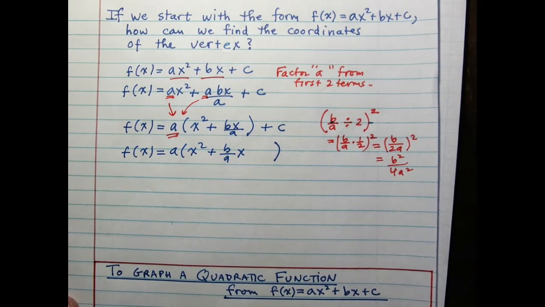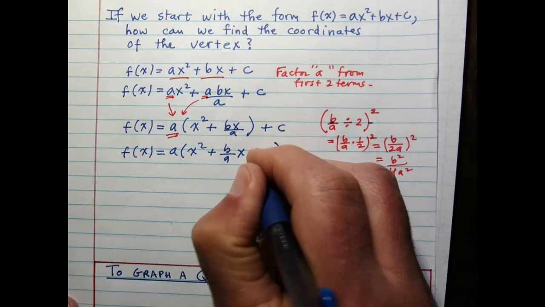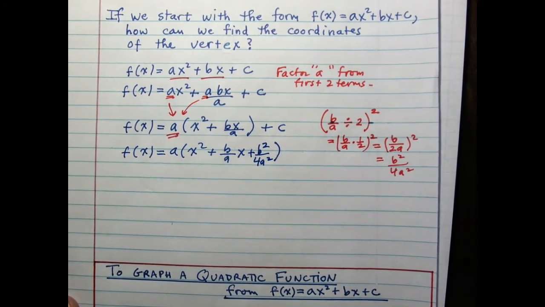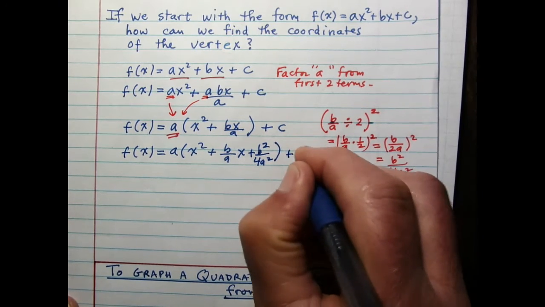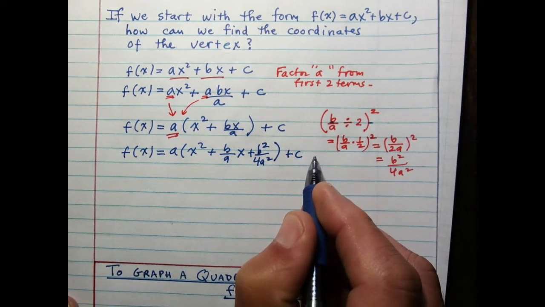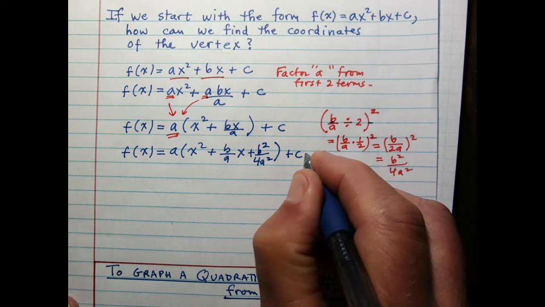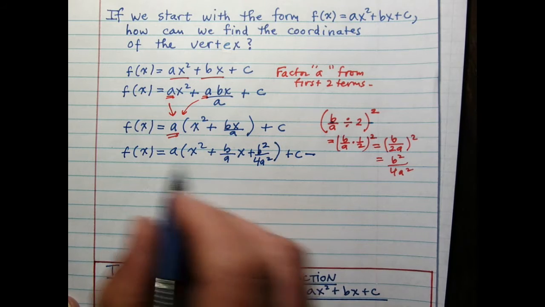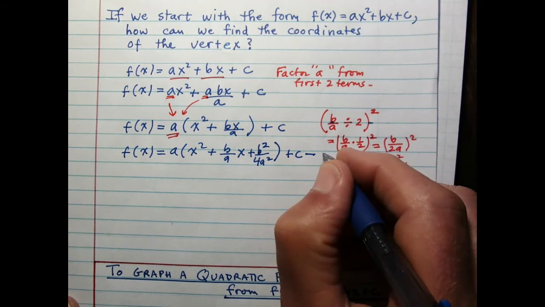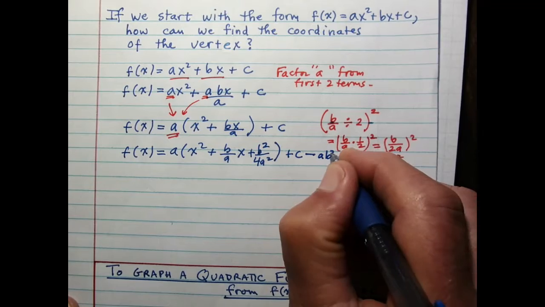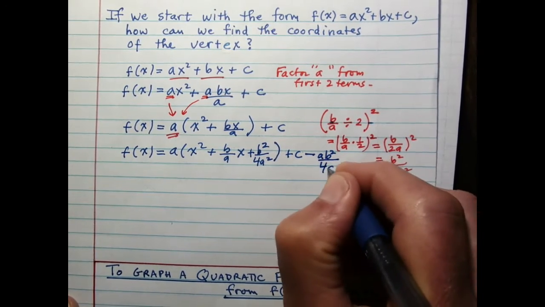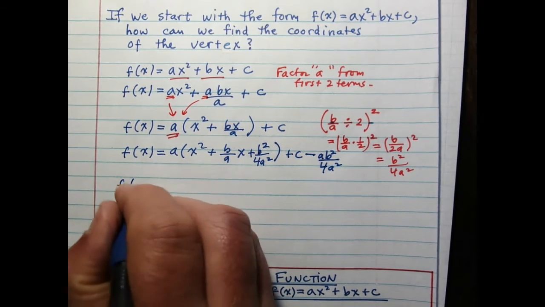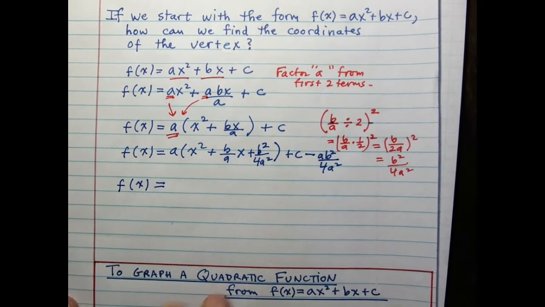So a little bit messy. I'm going to add b squared over 4a squared inside parentheses plus c. Now I have to subtract outside to compensate, and I don't just subtract b squared over 4a squared because I have to take a times that. So I have to subtract a times b squared over 4a squared to compensate. You won't have to reproduce this, so don't panic. Just try to get the gist of it.